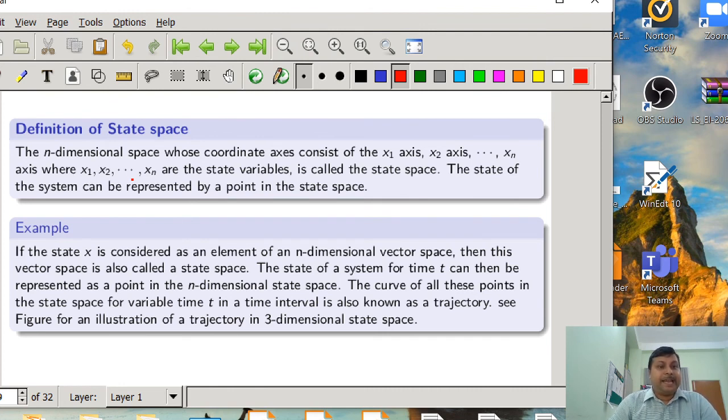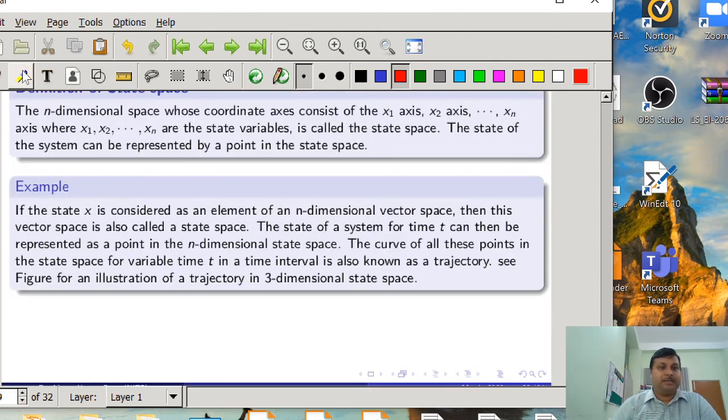If the state x is considered as an element of an n-dimensional vector space, then this vector space is also called a state space. The state of a system for time t can then be represented as a point in the n-dimensional state space. The curve of all these points in the state space for variable time t in a time interval is also known as the trajectory.